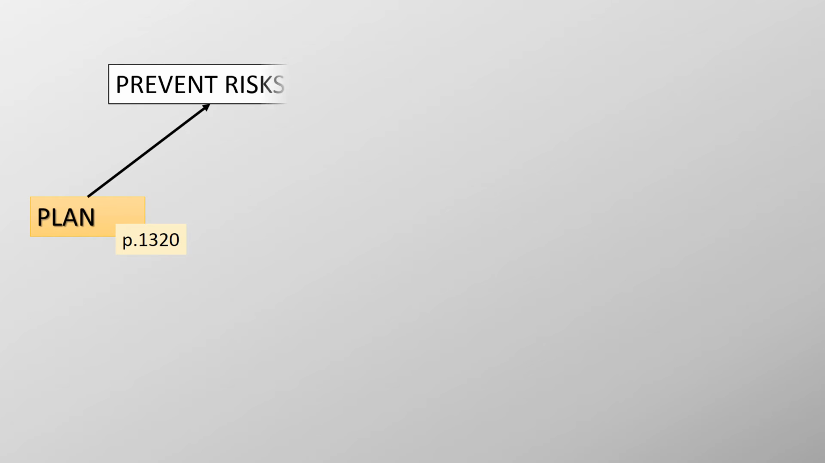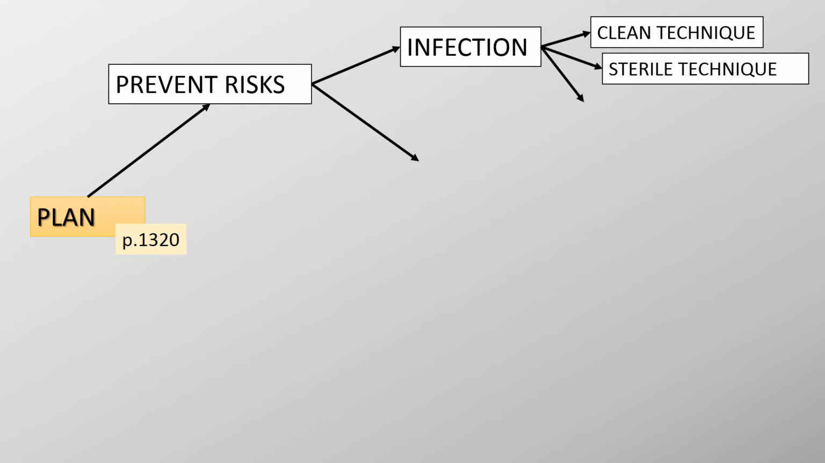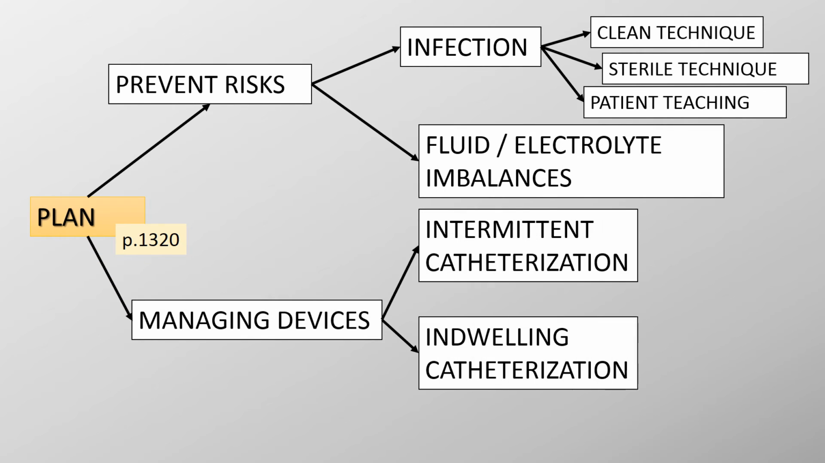In the planning stage, you would be looking at preventing risks, such as infection, and types of techniques used to do this, as well as patient teaching, and risks such as fluid and electrolyte imbalances. You would also be planning how to manage devices such as intermittent catheterization or indwelling catheters.